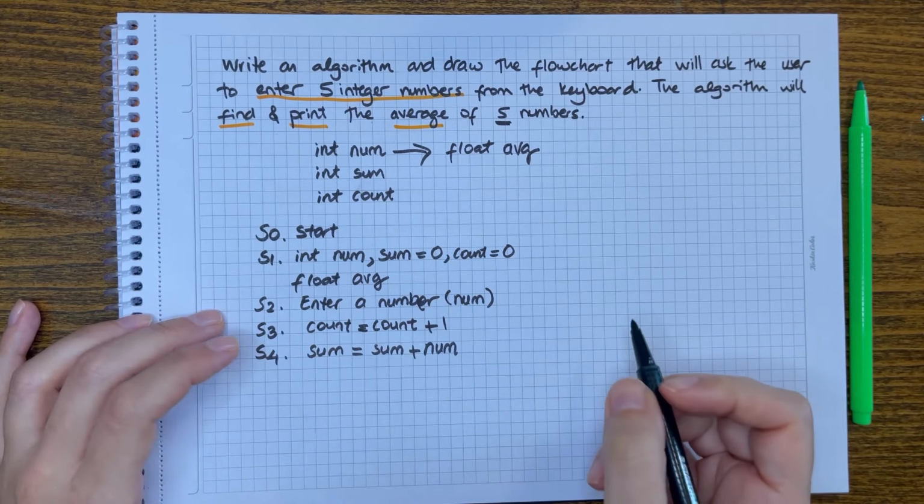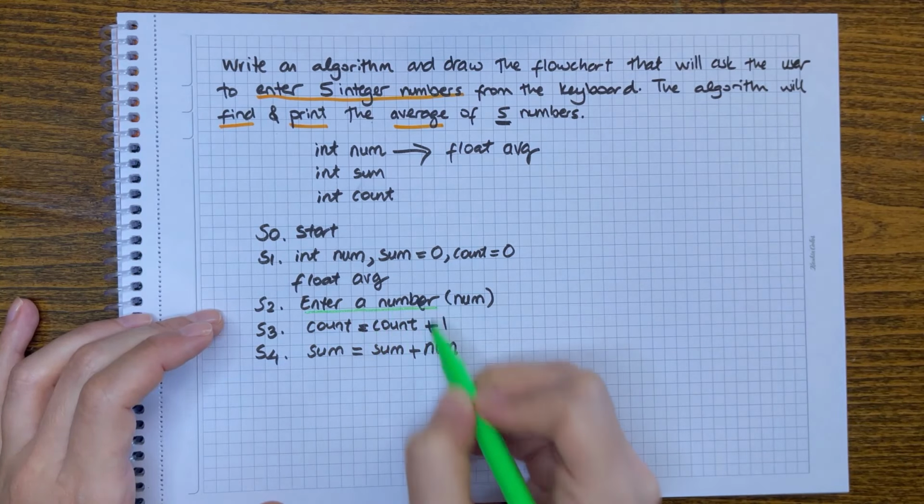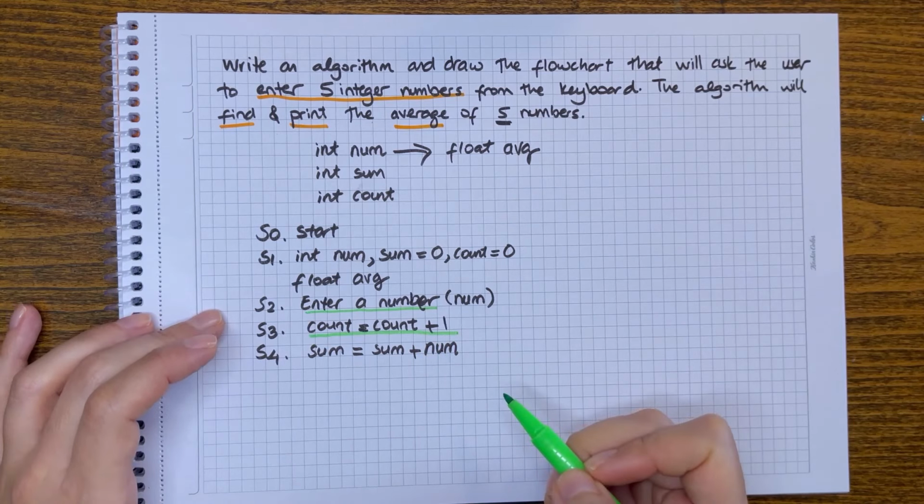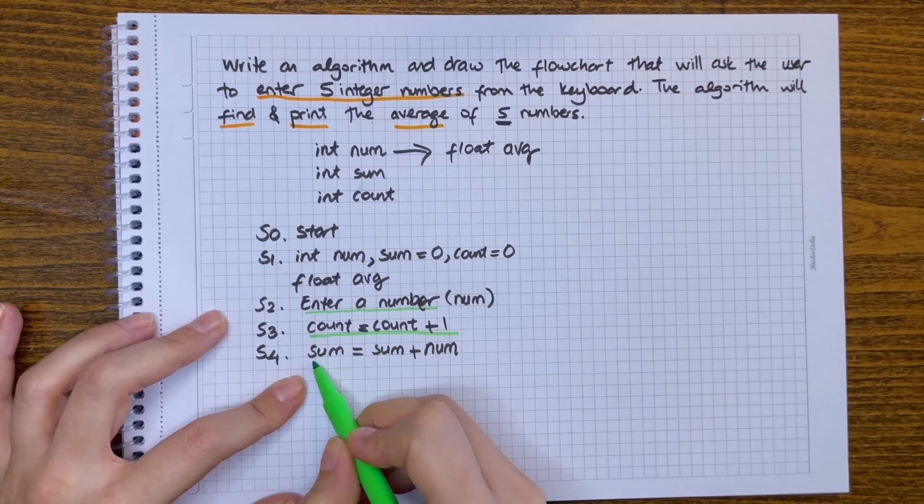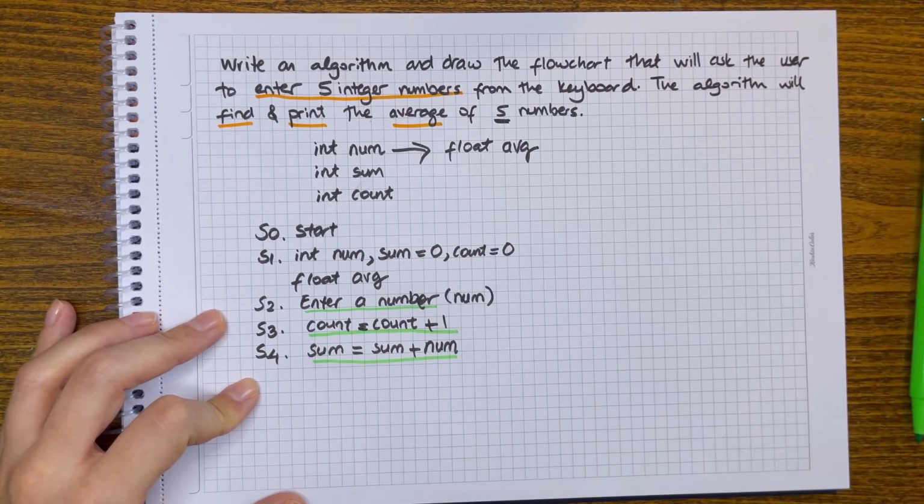So in here, we simply enter a number in step number 2. After the number entry, in step number 3, we simply count how many numbers have been entered. And after that, we calculate the summation of it. Then it is time to continue.